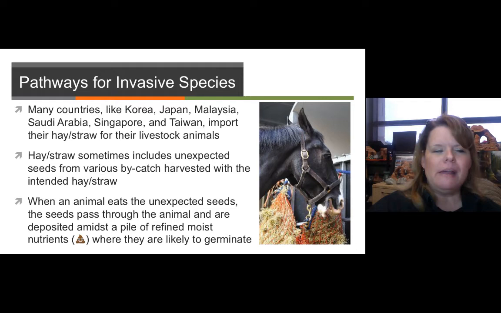Many countries like Korea, Japan, Malaysia, Saudi Arabia, Singapore, and Taiwan import their hay and straw for livestock animals. That is setting themselves up for invasive species. Hay and straw sometimes include unexpected guests, such as seeds from various bycatch harvested with the intended hay or straw. When an animal eats the unexpected seeds, the seeds pass through the animal and are deposited amidst a pile of refined, moist nutrients. And I think you can get the gist right there, right? Where they are likely to germinate and start an invasive plant. So when you think about an example in the United States, as animals were taken with people who were colonizing the United States and moving west, especially during the gold rush, some of the plants were deposited as animals ate them. Their seeds got deposited, and cactus would be an example of how that worked.